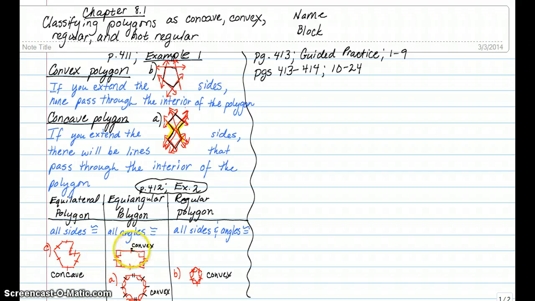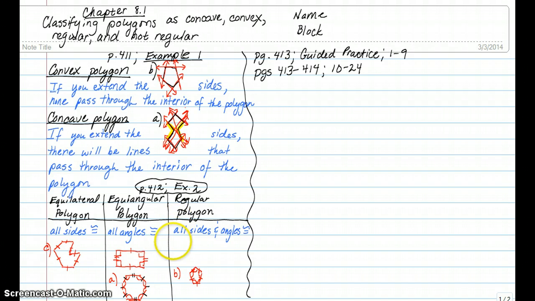What we're going to do now is look at the page 412 examples. If you turn to page 412, we're going to look at examples A, B, and C. And we're going to talk about, at the top of the page, the 3 types of classifications. You can have an equilateral polygon, an equiangular polygon, and a regular polygon. In an equilateral polygon, all sides are congruent. In an equiangular polygon, equa means equal, all angles will be congruent. And in a regular polygon, all angles and all sides will be congruent, meaning that it is equiangular and equilateral.